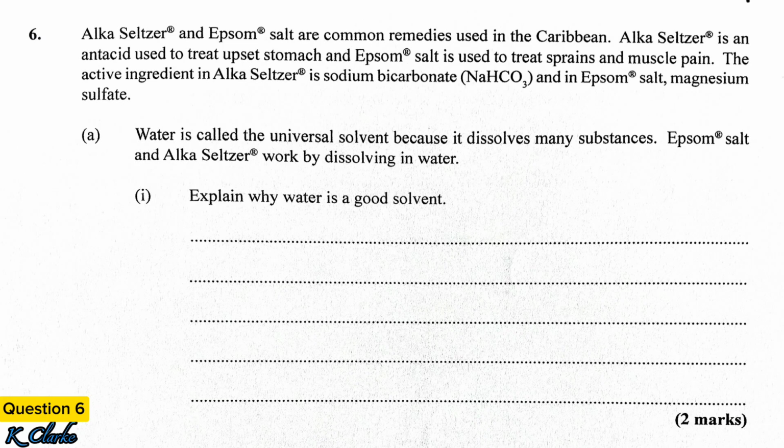Question 6. Alka-Seltzer and Epsom salt are common remedies used in the Caribbean. Alka-Seltzer is an antacid used to treat upset stomach, and Epsom salt is used to treat sprains and muscle pain. The active ingredient in Alka-Seltzer is sodium bicarbonate, NaHCO3, and in Epsom salt, magnesium sulfate.